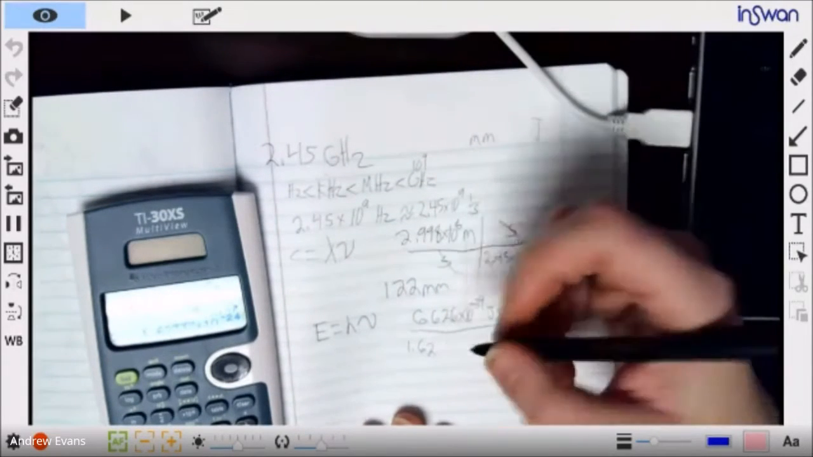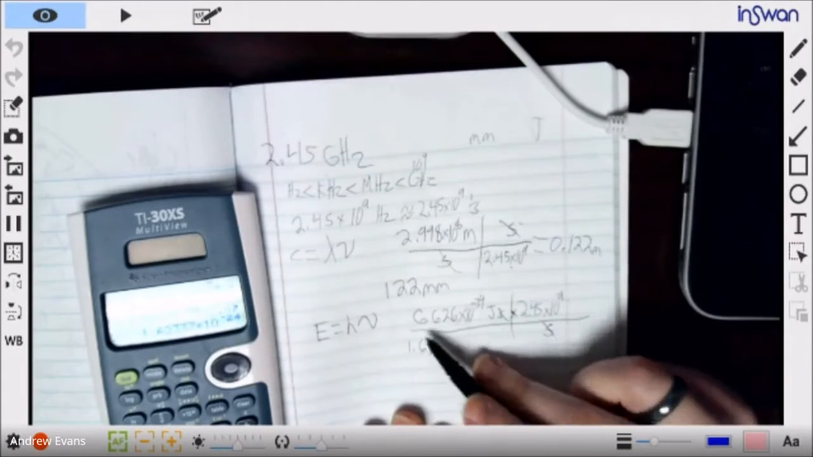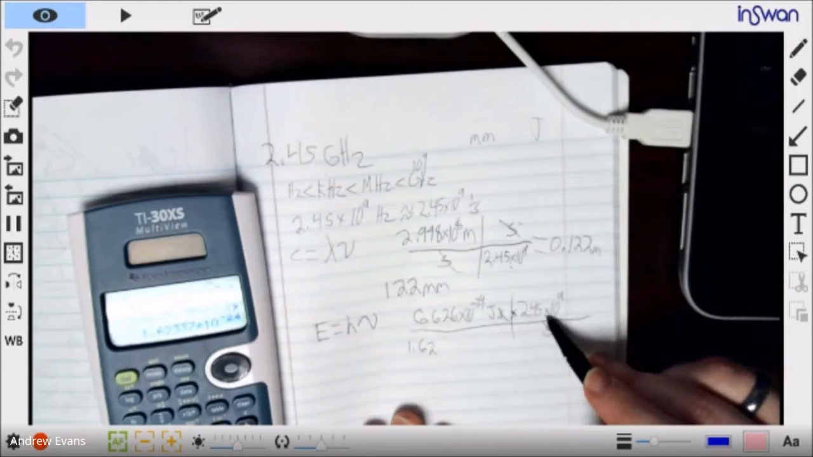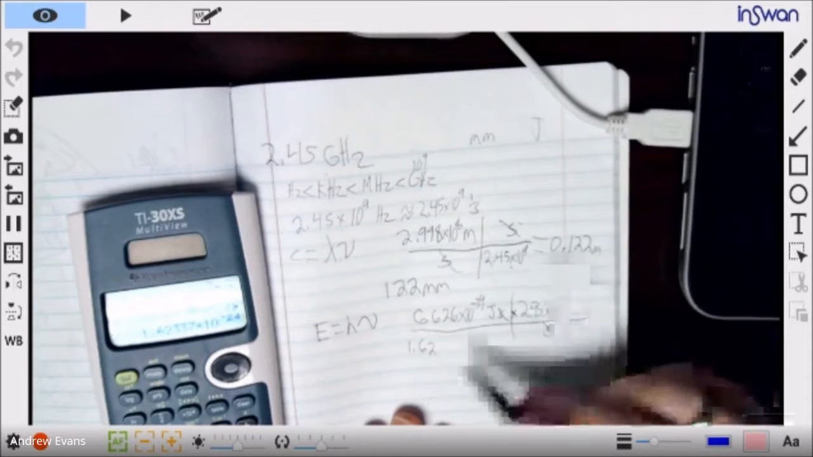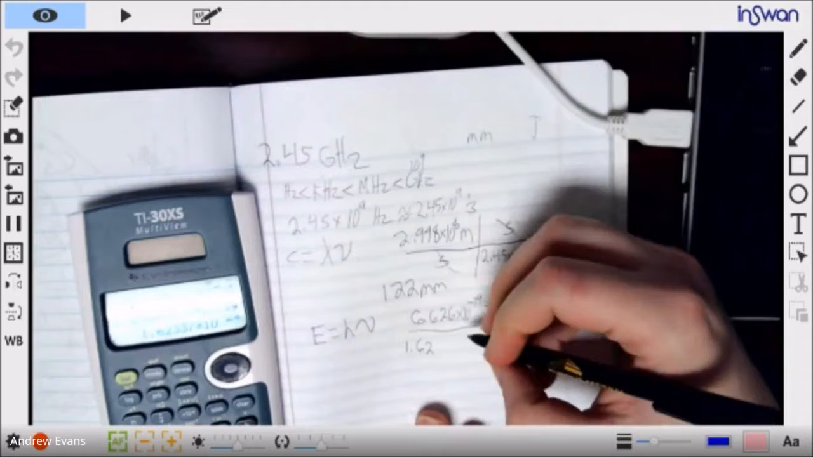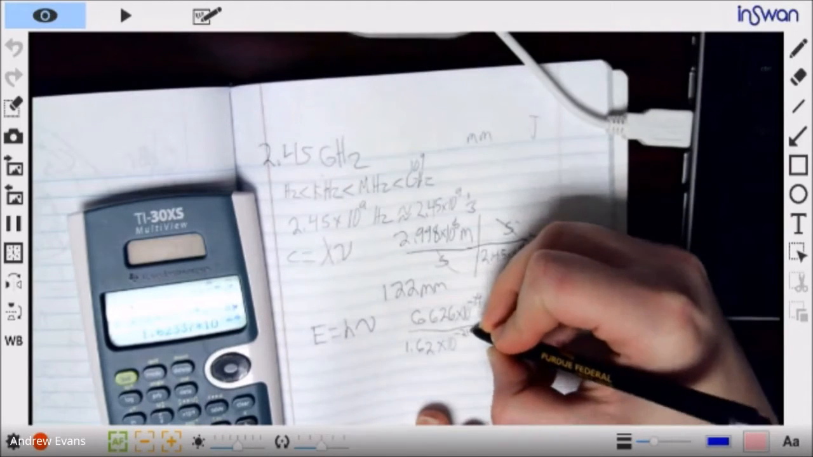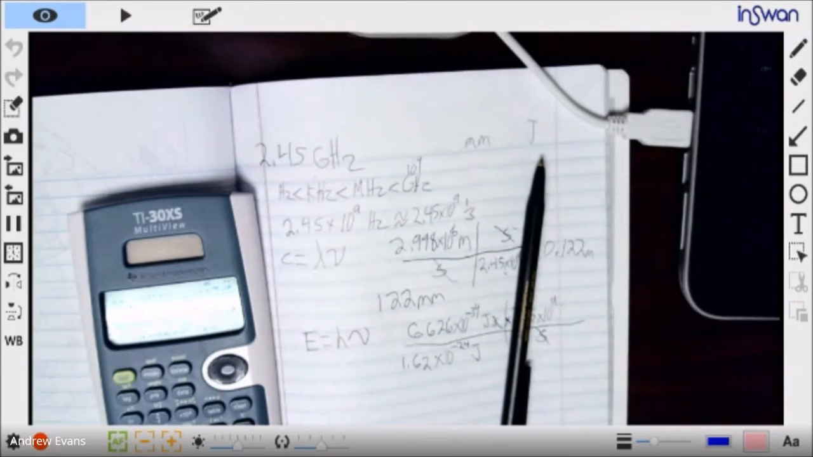If I'm doing correct sig figs, this has 1, 2, 3, 4 sig figs. This has 1, 2, 3 sig figs. So that has 3 sig figs. So 1.62 times 10 to the negative 24th joules. So that is how you would do these.